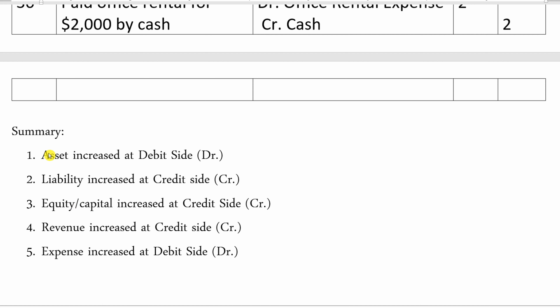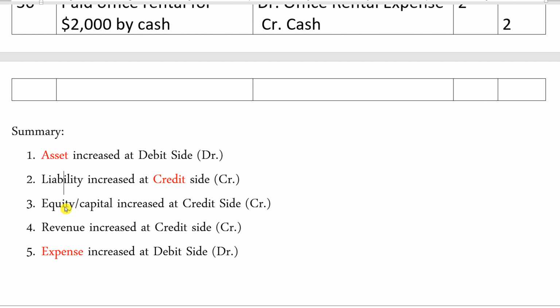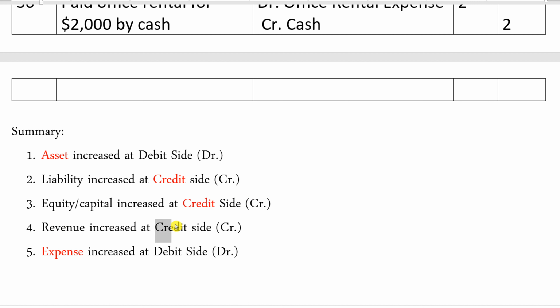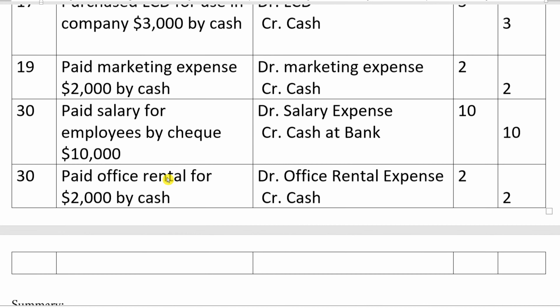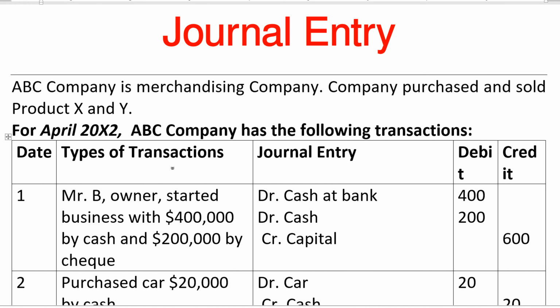So only asset and expense increase at the debit side. Other accounts increase at the credit side, such as liability or equity, capital increase at the credit side, and revenue increase at the credit side. So if you understand the five accounts, you will know how to record journal entries.